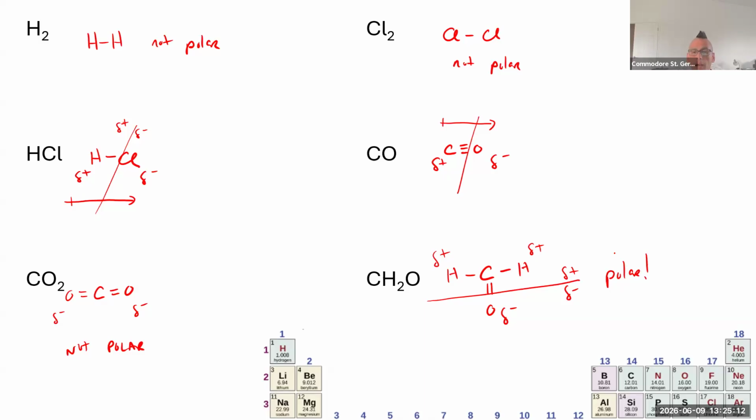So again, if you can draw a line that separates the positive atoms from the negative atoms, it's polar. Just one straight line. Don't get all fancy with curved lines and stuff.